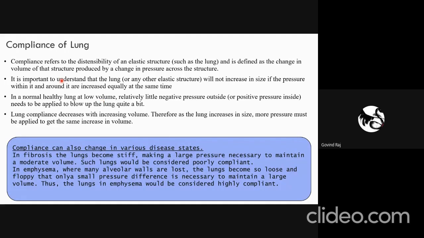Okay, it is important to understand that the lung will not increase in size if the pressure within it and around it are increased equally at the same time. So consider a tug of war. We have team A and team B. If team A and team B are pulling equally, then there will be no change. The same principle goes for the lungs.